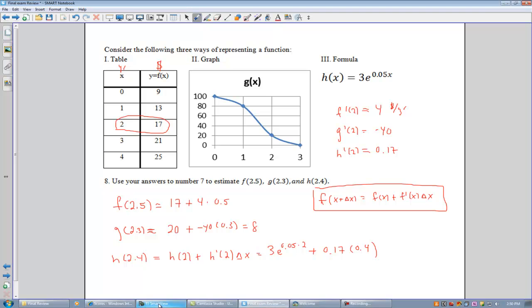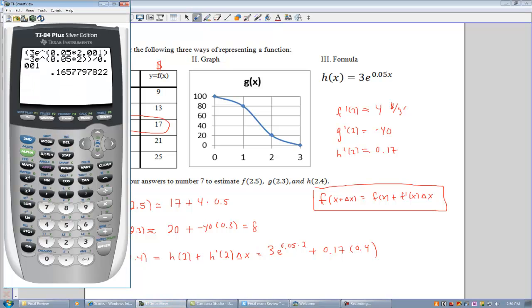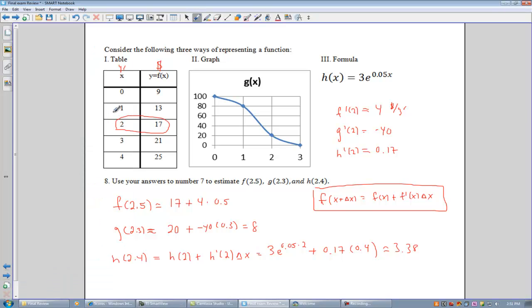I can use my calculator to crunch this. On my calculator, I'll do 2nd ln of 0.05 times 2, in parentheses, plus 0.17 times 0.4. It should spit out an answer of about 3.38. So this is approximately 3.38. So this is basically how you can use the derivative to predict future values of functions.